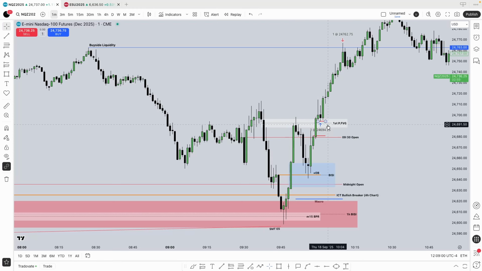Now, today we're just going to explain this trade that I took from here, going into the buy side liquidity. Now, let's get into it.